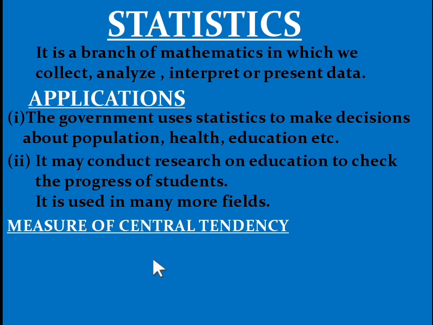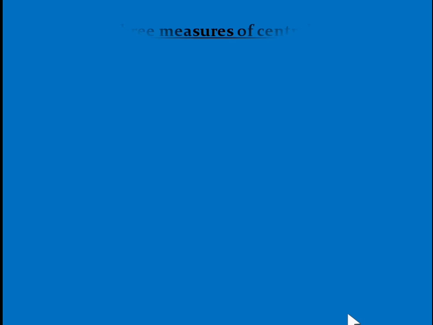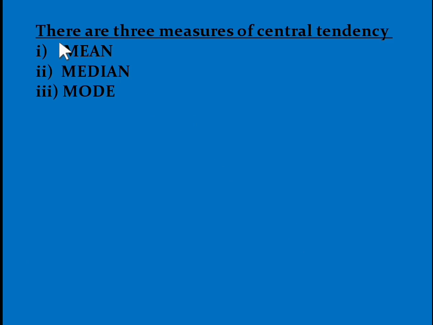Measure of central tendency. A special number of any data which represents the whole data usually occupies nearly a central position, so that special number is called measure of central tendency of data. There are three measures of central tendency. Number 1 mean, number 2 median, and number 3 is mode.